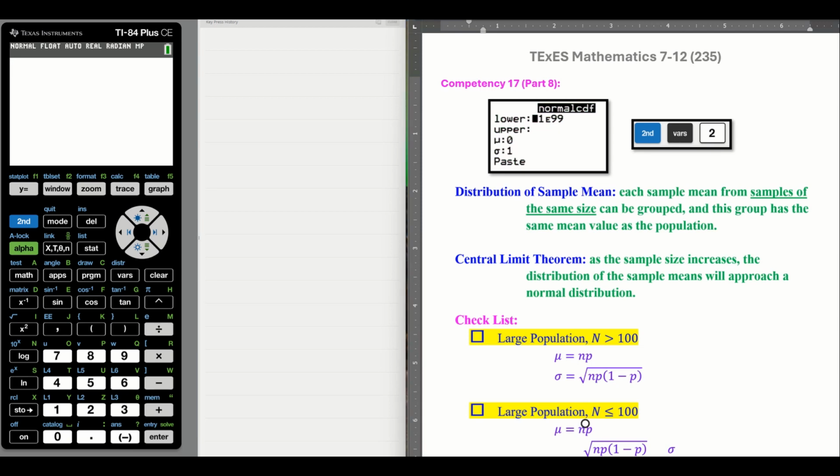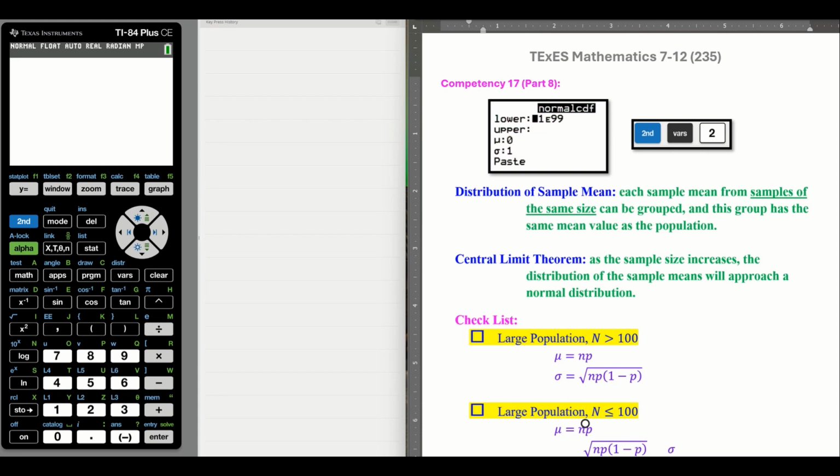First, the distribution of a sample mean. The sample sizes must all be the same. And as we group all these samples, we realize that the mean value is the same as the population. Then we have the central limit theorem. As the sample size increases, the distribution of the sample means will approach normal distribution.